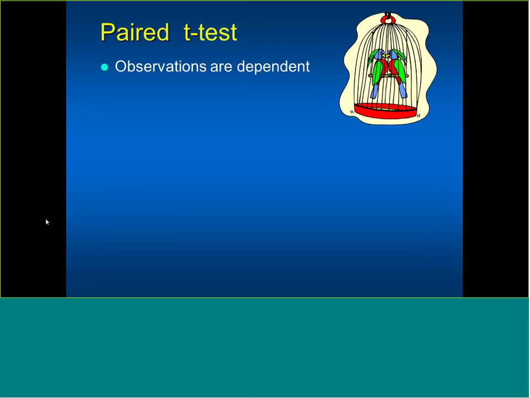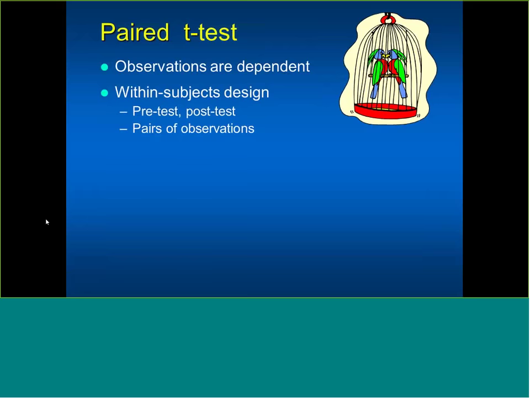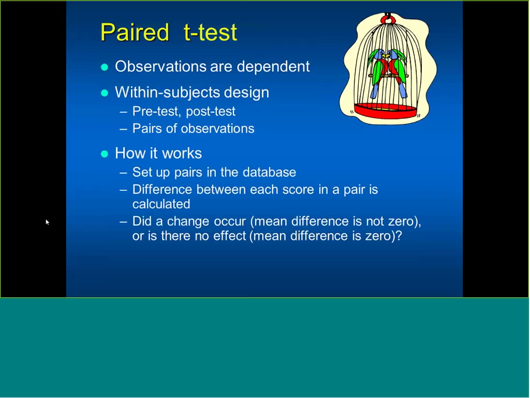So the observations are dependent here. It's what's called a within subjects design, like a pre-test, post-test, pairs of observations. So I set up the pairs, and I look at the difference in the score. Did a change occur, so the mean difference is not 0, or is there no effect, so the mean difference is about 0, or not significantly different from 0? So that's how it works with the paired t-test.